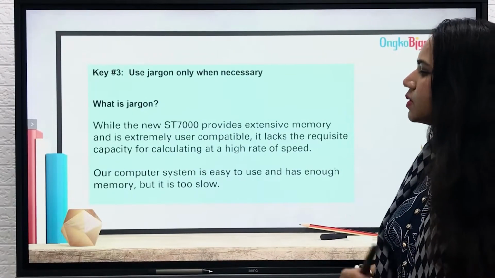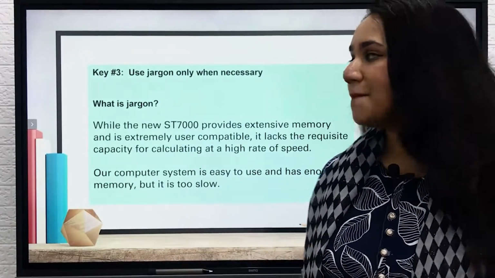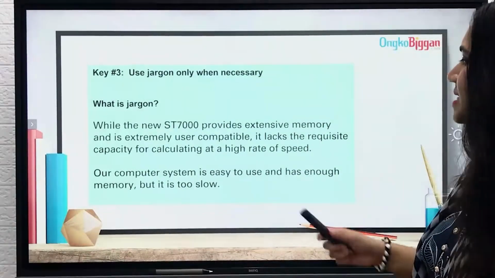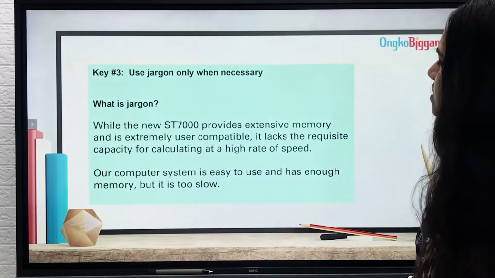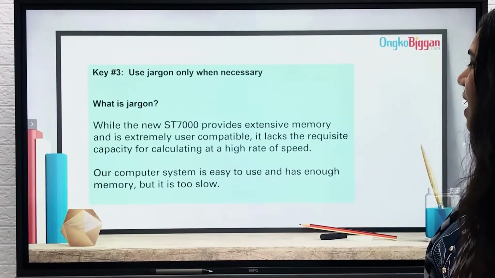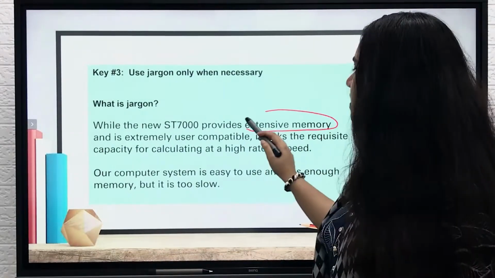Number 3 is using jargon. We have already understood what jargon is. Let's look at this example. While the new ST7000 provides extensive memory and is extremely user compatible, it lacks the requisite capacity for calculating at such a high rate of speed. Of course, we do not understand what extensive memory means here.